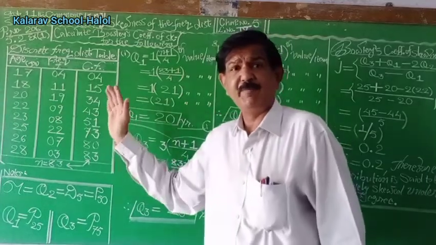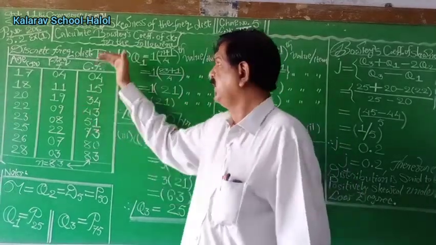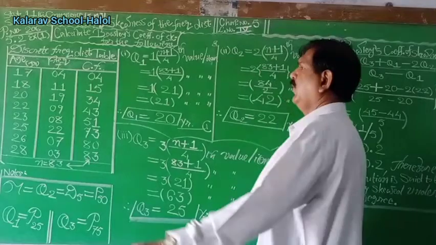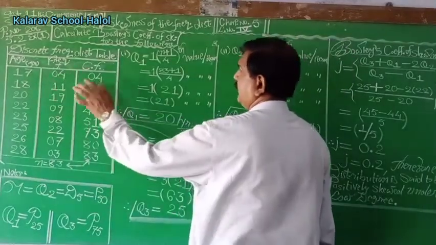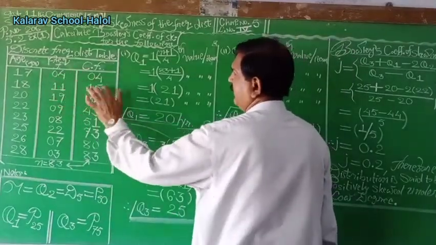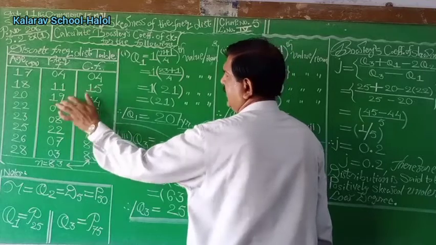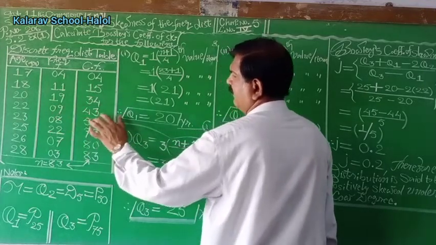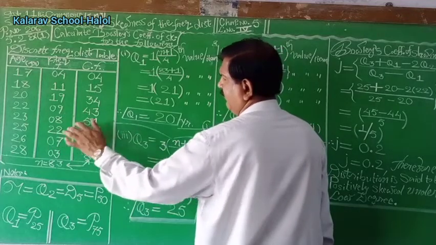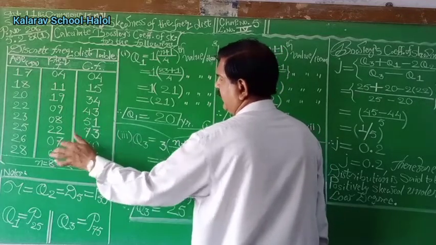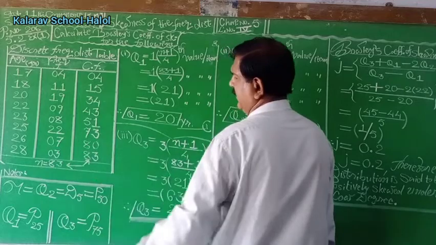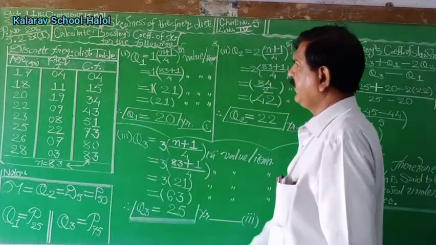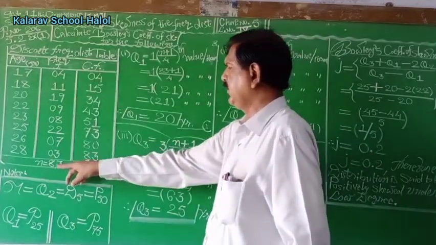Please write down the appropriate relative frequency and cumulative frequency. 4 and 11, 4 plus 11 is 15, 15 plus 19 is 34, 34 plus 9 is 43, 43 plus 8 is 51, 51 plus 22 is 73, 73 plus 7 is 80, 80 plus 3 is 83. The frequency total will become n equal to 83.